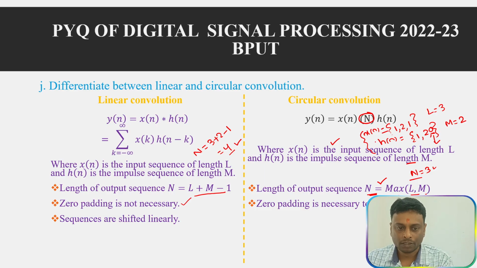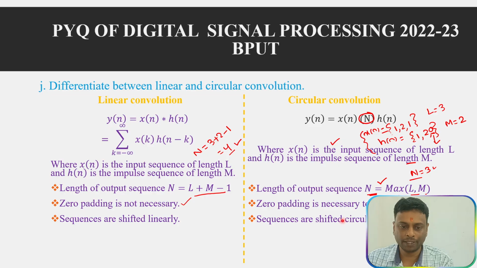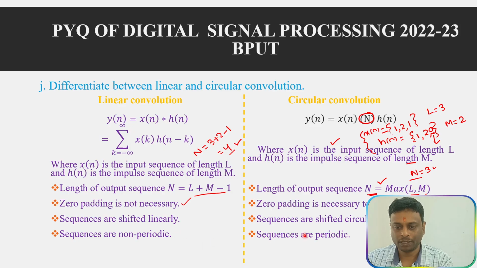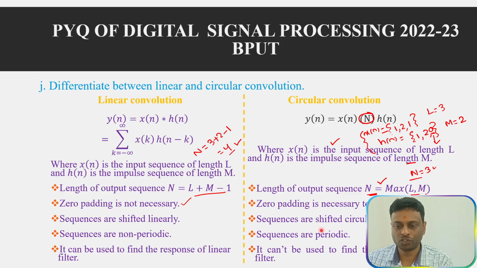Here the sequences are shifted linearly. In this case, the sequences are shifted circularly. The sequence is non-periodic in linear convolution, while the sequence is periodic in circular convolution. Linear convolution can be used to find the response of a linear filter; circular convolution cannot be used to find the response of linear filters. So these are all the 10 questions having 2 marks each.